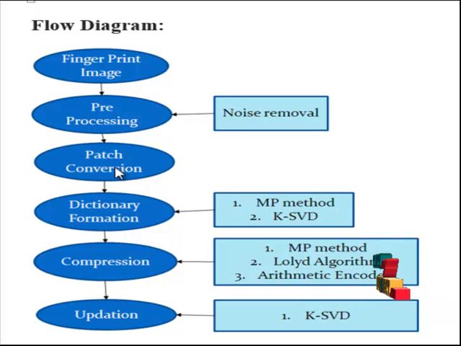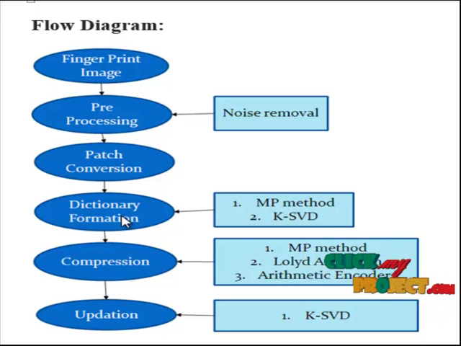Next, in the patch conversion, first capture the image from the database. Convert the image into patches. The size of the patch depends on the mentioned size. All patches comprise an image. Each patch is saved and processed further. Next, in the dictionary formation, each patch is placed to construct the dictionary, which can be performed by the KSVD algorithm.